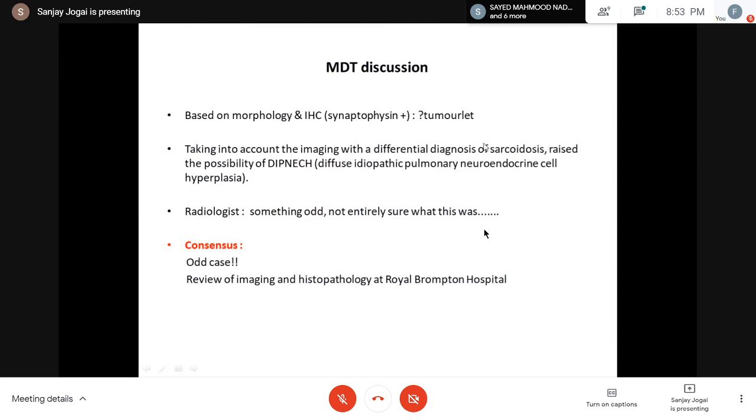But I said, if you are thinking of sarcoid and this could be a tumourlet, could it be a DIPNECH, which is basically diffuse idiopathic pulmonary neuroendocrine cell hyperplasia? Now, the radiologist said something is odd, but I have no idea. Why don't we send it for review?